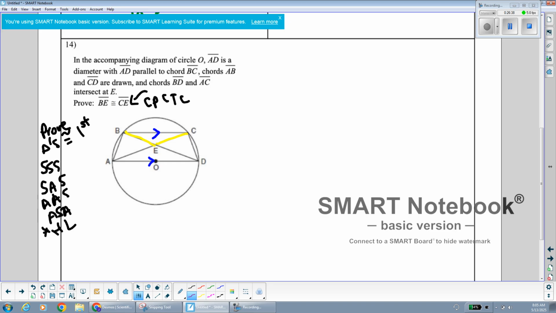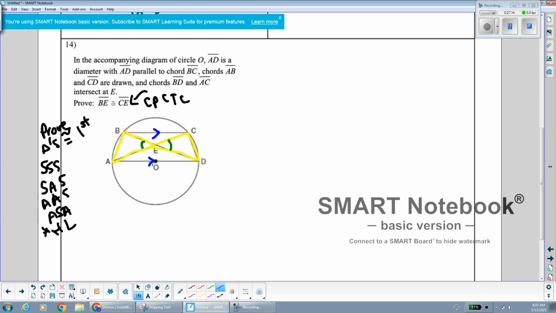So first I want to identify what triangles I need to focus on. Ultimately, I need BE and CE, so I need to identify triangles that have BE and CE as sides. I'm going to use these because they have BE and CE as sides. If I could prove those two triangles congruent, I could just easily CP/CTC BE and CE. And already I see vertical angles, which is really nice. I'm also noticing something else. I don't know if it'll be helpful, but let's try it, and I can always erase it if not.